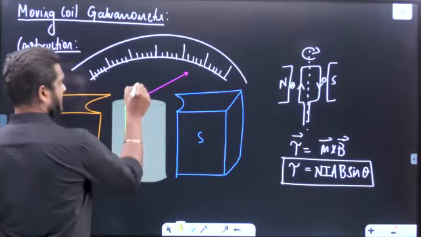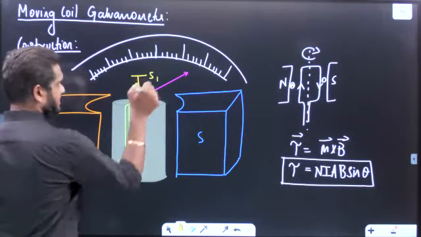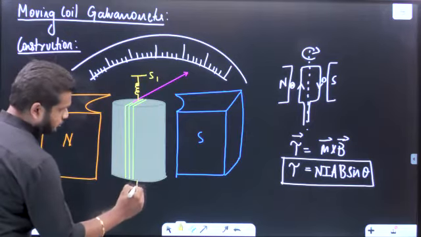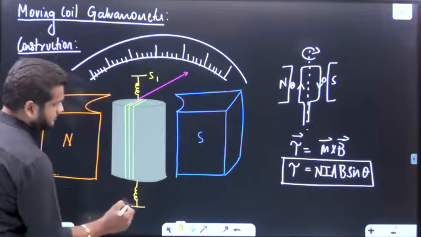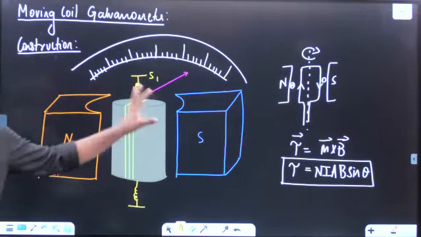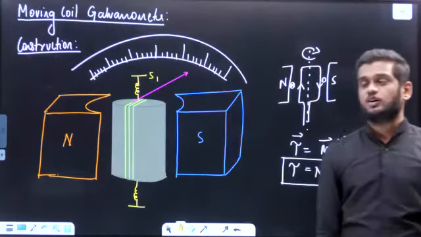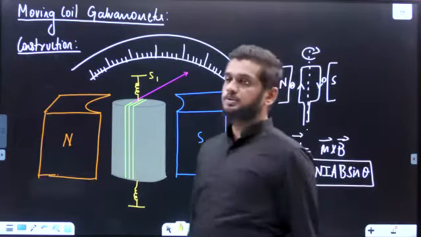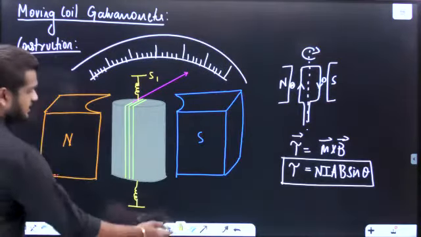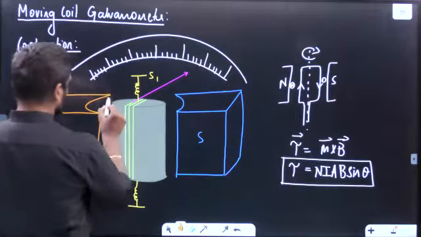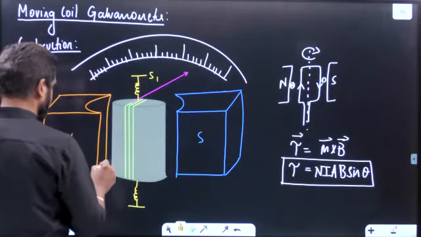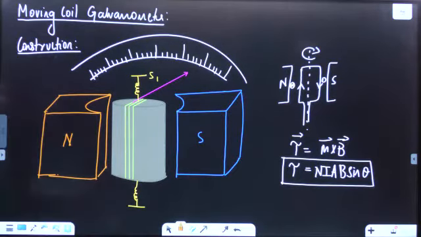There is one spring attached at the top, that is S1. There is one more spring which is attached at the bottom, that is S2. So this is how the interior part of a moving coil galvanometer looks. Hope you are able to visualize what I am trying to write here. I'm not so good at drawing, but still I've tried to maintain a good drawing out here.